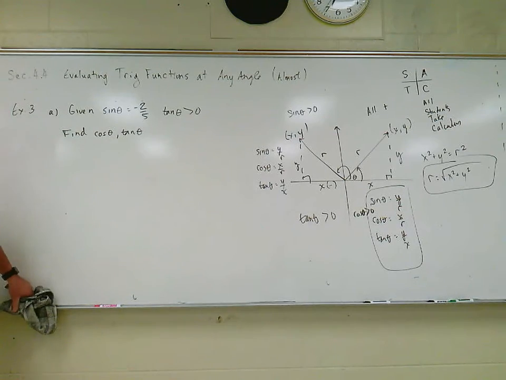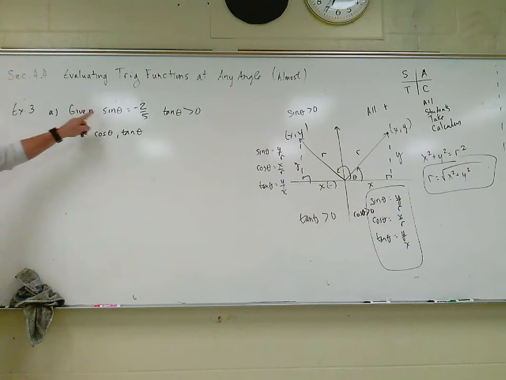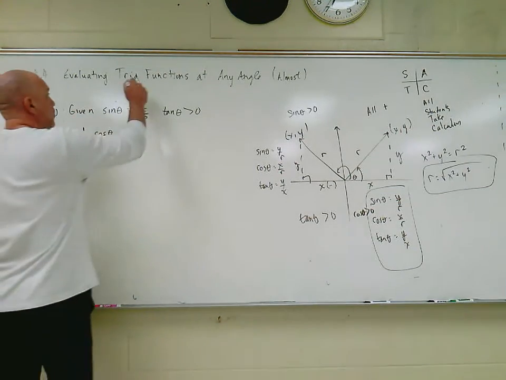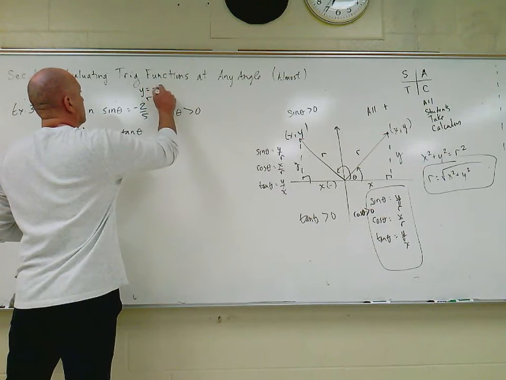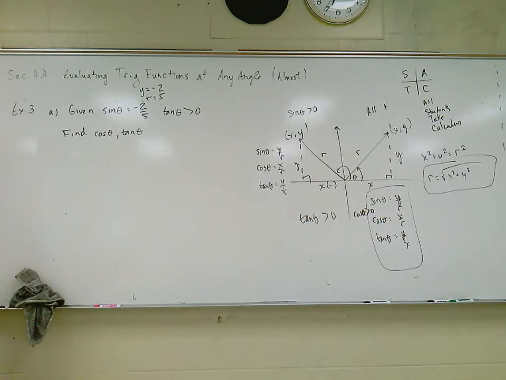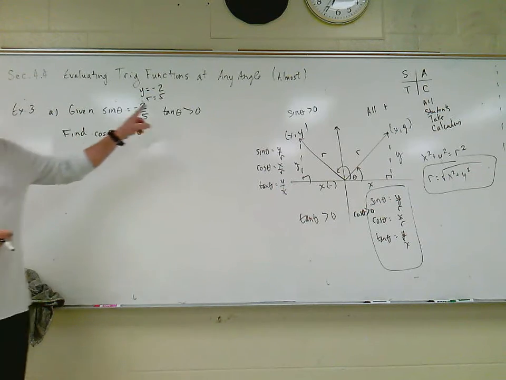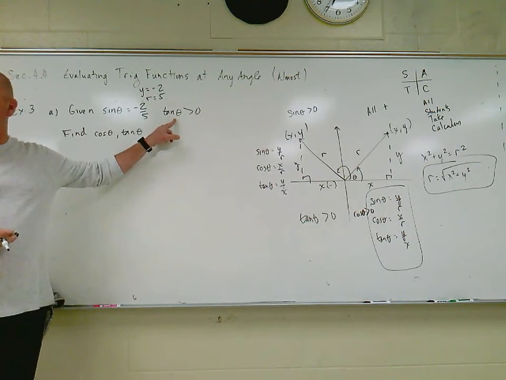So notice, in order to work this problem, I'm still going to follow the recipe, right? The recipe is, first step, draw the angle. But I can't just draw the angle without knowing where the angle is. But I've given you 2 clues. See? You see sine is negative, and you actually know y and r. Right? So think about that. And then I told you tangent is positive.